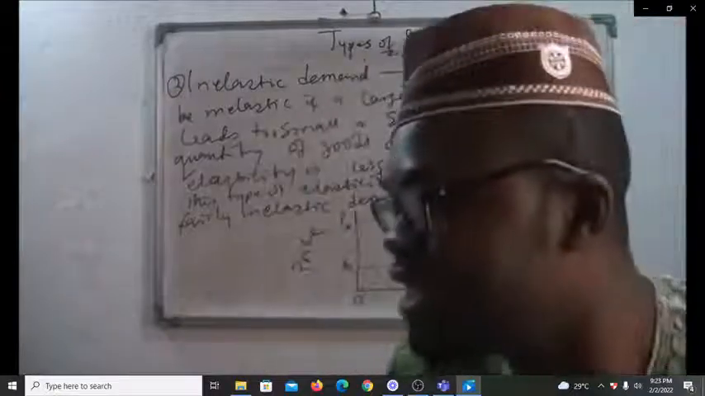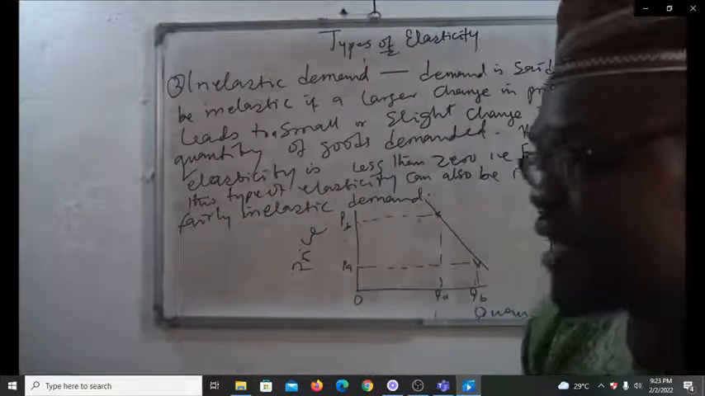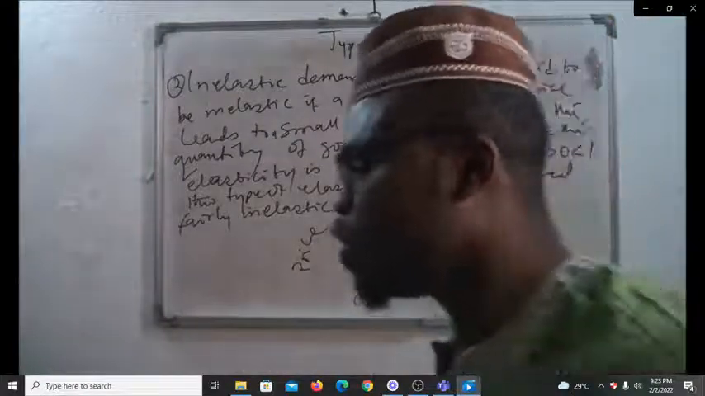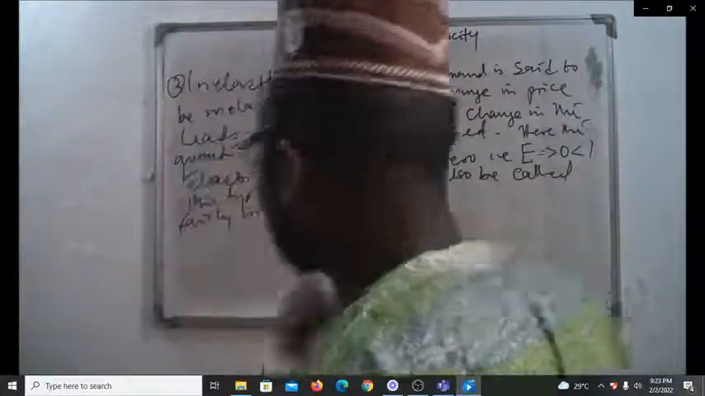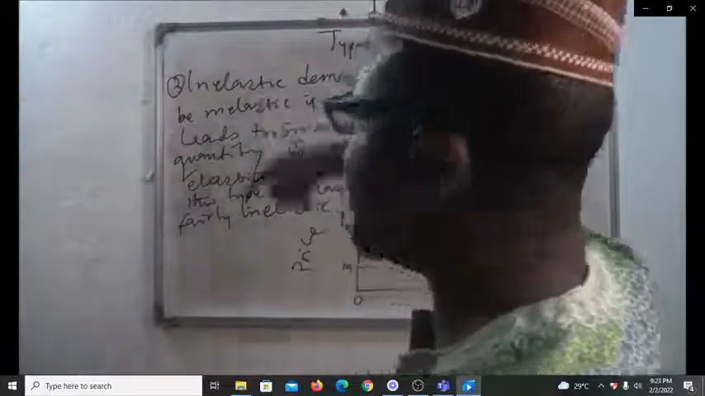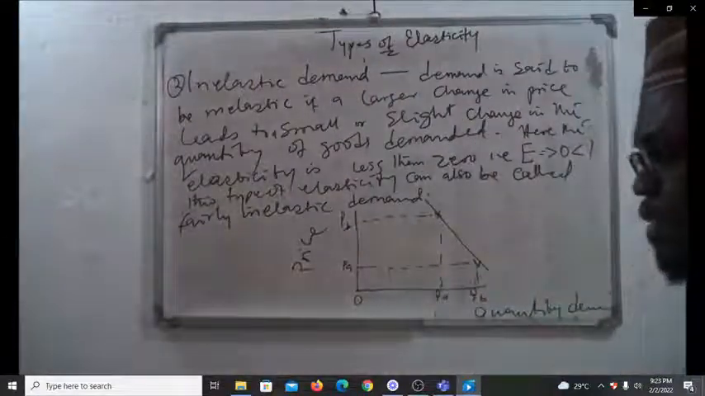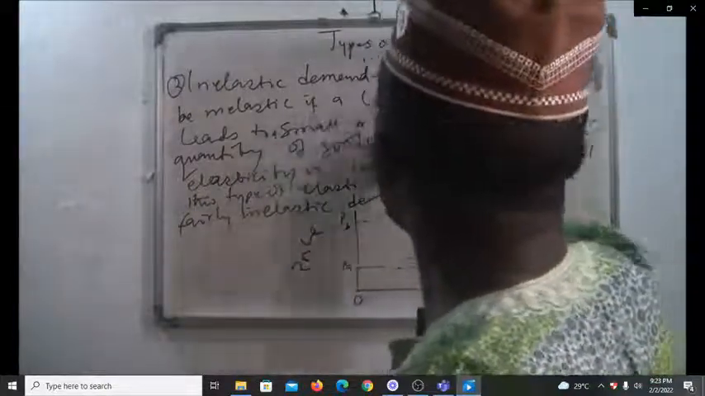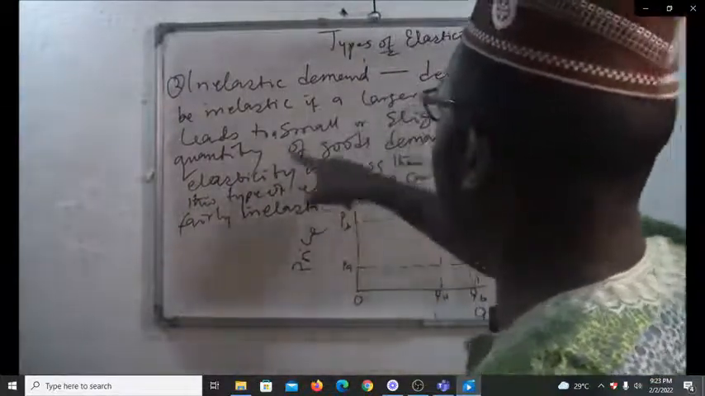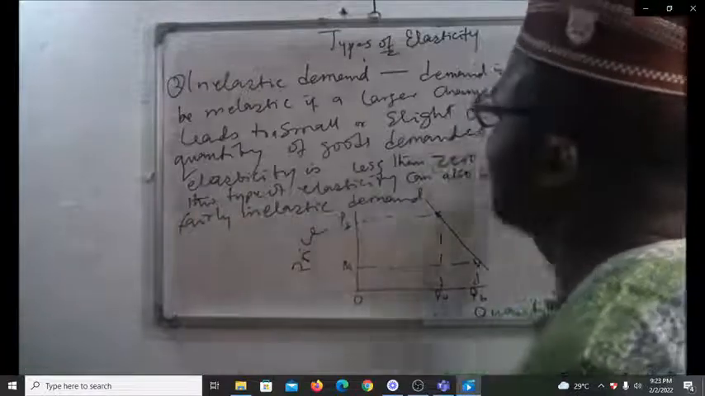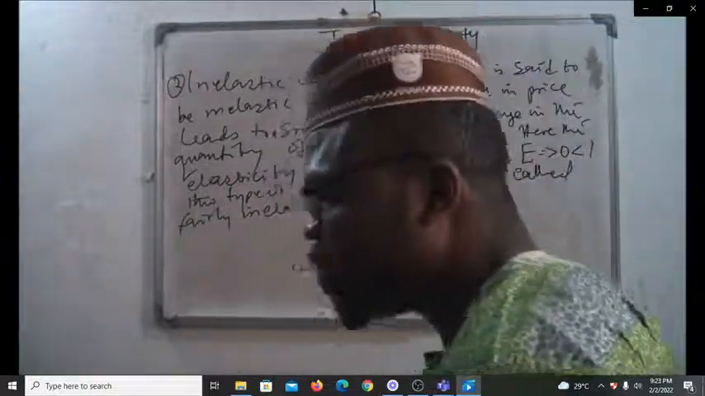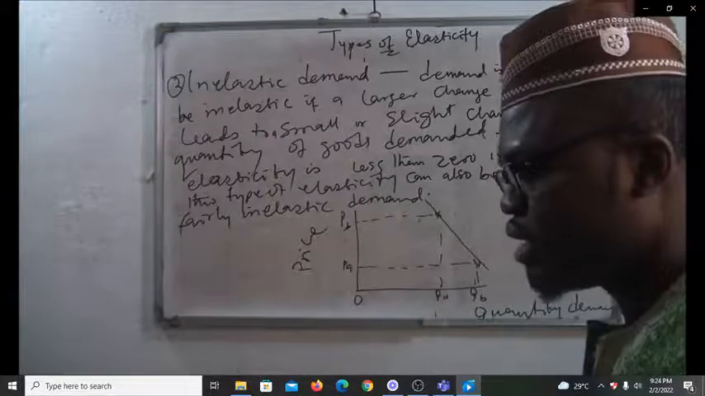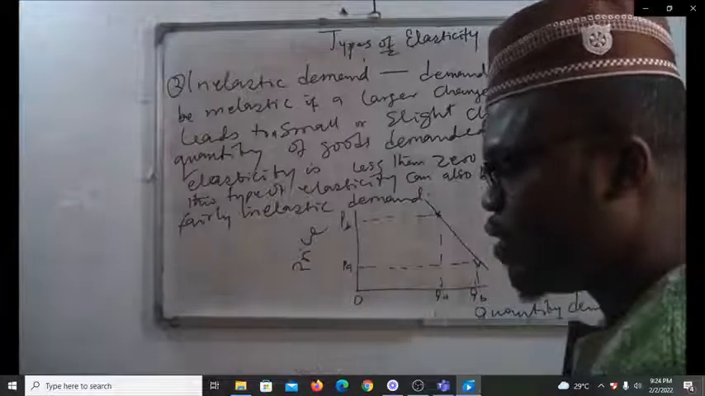You see that they changed the price of fuel from 87 naira to 140. Still, people are buying, because you cannot do without them, isn't it? So those goods that you cannot do without, most of them have inelastic demand. Because if there is a large change in their price, it leads to only a small or slight change in the quantity demanded. People still demand almost the same quantity. The quantity never changes among months.